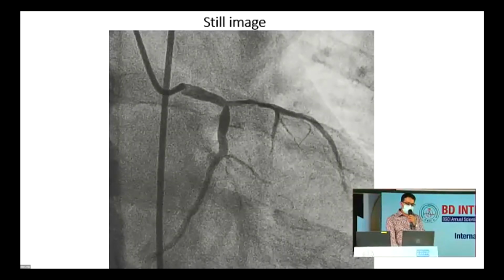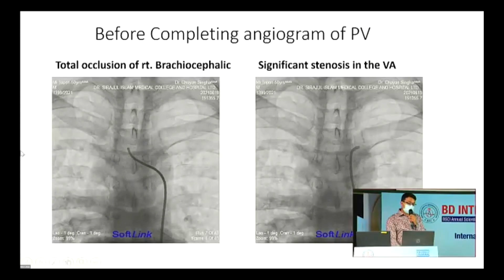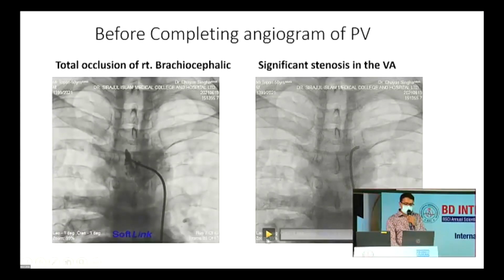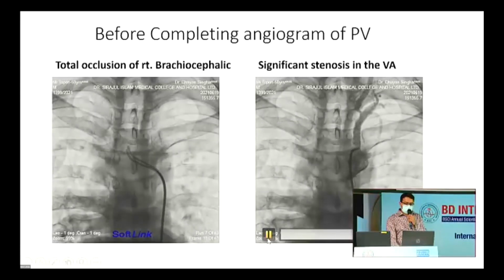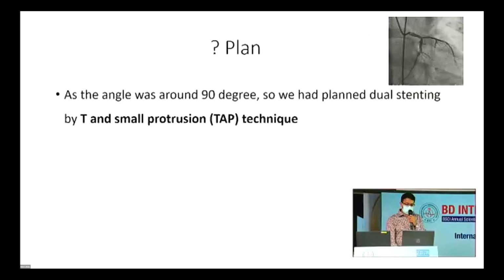This is the still image showing the significant disease involving the distal left main, ostioproximal LAD, and ostial LCX. We also did the peripheral angiogram. We found a significant disease in the origin of the left vertebral artery. So what should be our plan regarding the coronary management of this patient apart from the other medical management? As the angle was around 90 degrees, we planned for dual stenting.